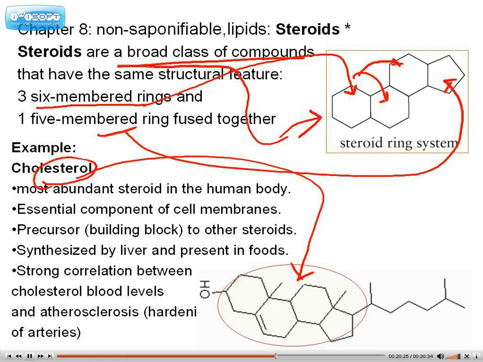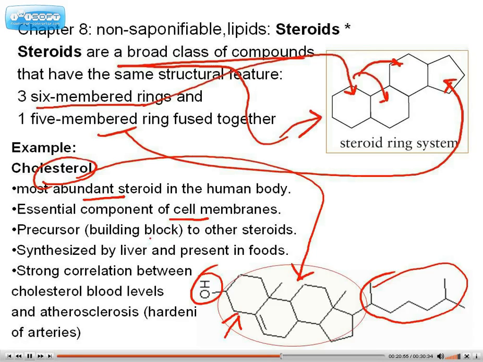So in this case right here, this makes up the parent portion of the molecule. Notice we do have functional groups that are coming off. This is the most abundant steroid in the human body, an essential component of cell membranes. Cholesterol helps make cell membranes a little bit more flexible and fluid. So we tend to have those embedded in cell membranes.